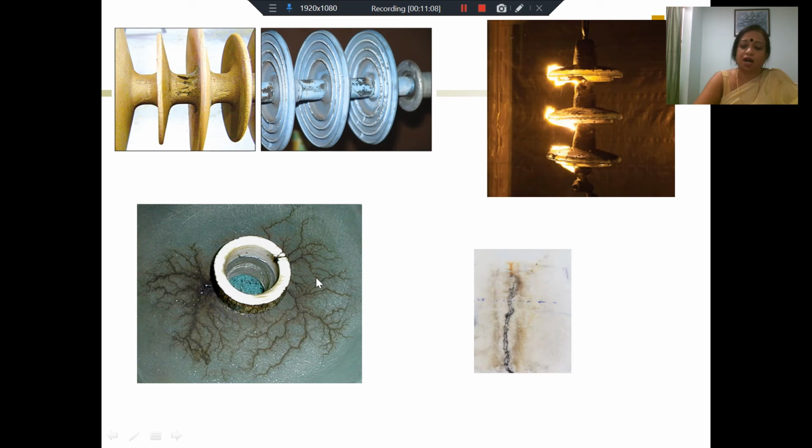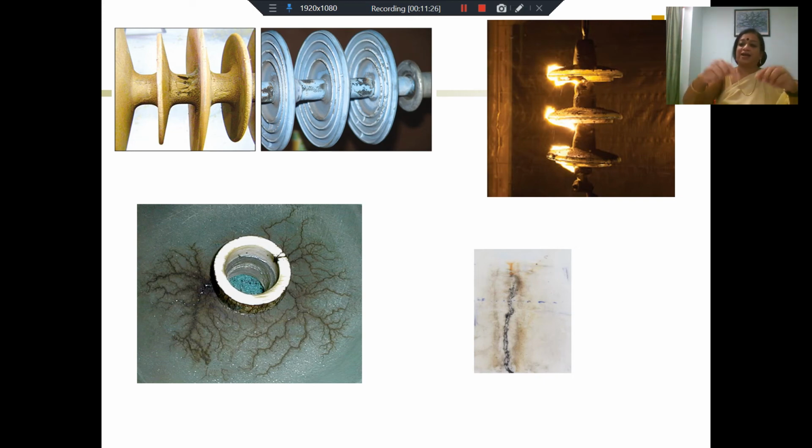This is a much better picture. This is not in an outer insulator, but it is in a cable. On the surface of a cable, on the dielectric surface, you see that this kind of channels have been formed. This is a very nice picture, again taken from the internet, where you see that the channels are very clearly visible, because all of this has become blackened.